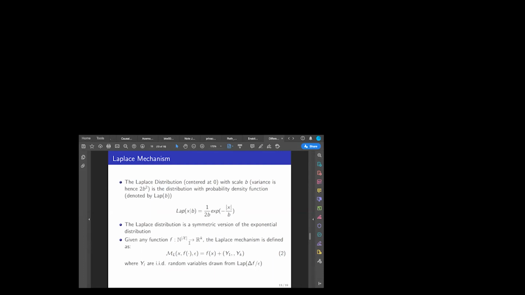The way we define the Laplace mechanism is that, given a query function of this form, you input your query, the database, and the privacy budget, and what you output is f(x) plus Y1 to Yk, where the Yi are IID random variables drawn from a Laplace distribution whose parameter is delta f divided by epsilon. This is the L1 sensitivity of f divided by epsilon, which is equivalent to the b expression here. Now this particular mechanism is differentially private, and the proof is on the next slide.